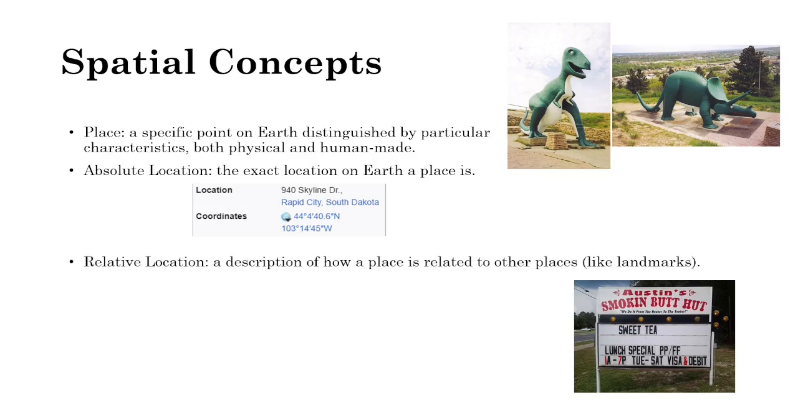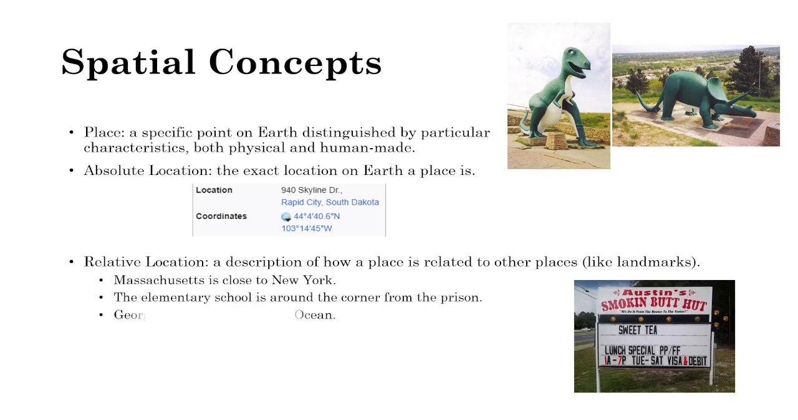It's not the exact location on a place. It's not universally fundamental, but it's a description in relation to another place, like a landmark. So Massachusetts, it's close to New York. You could say that I am by the red fire hydrant. You could say the elementary school is around the corner from the prison. That's bad infrastructure development. Georgia is along the Atlantic Ocean, that sort of thing.